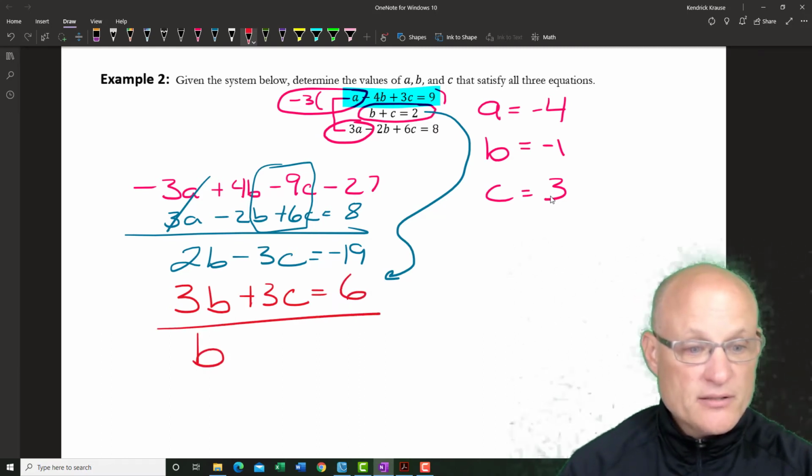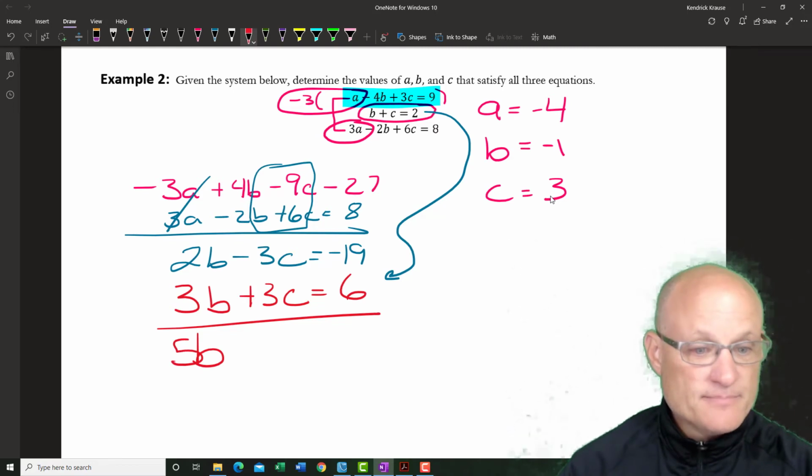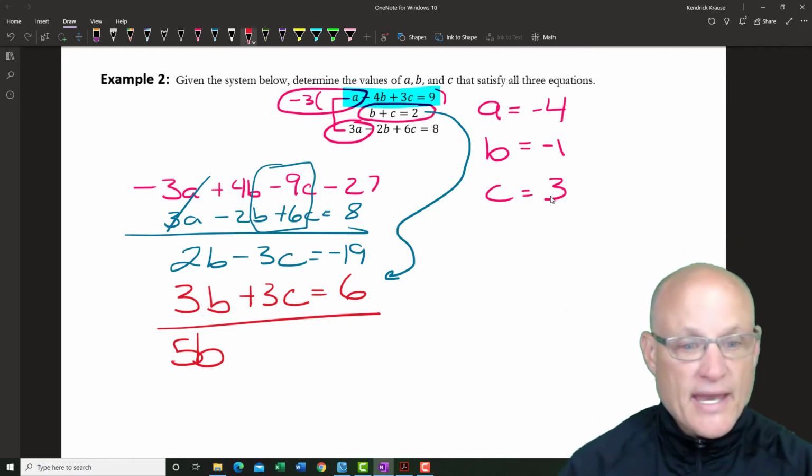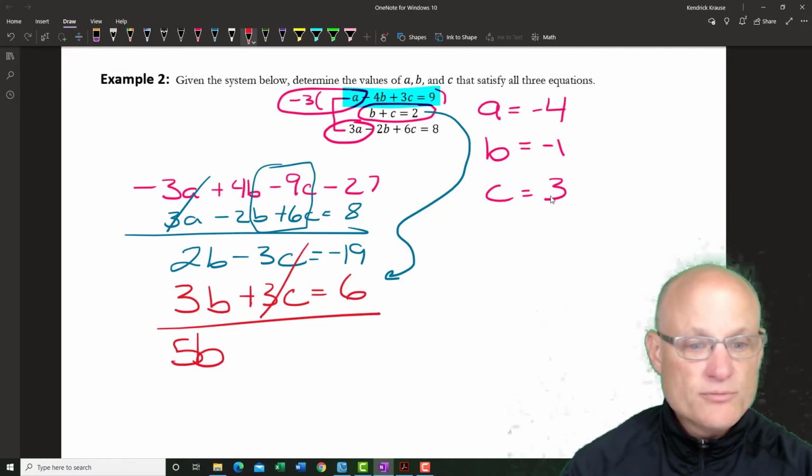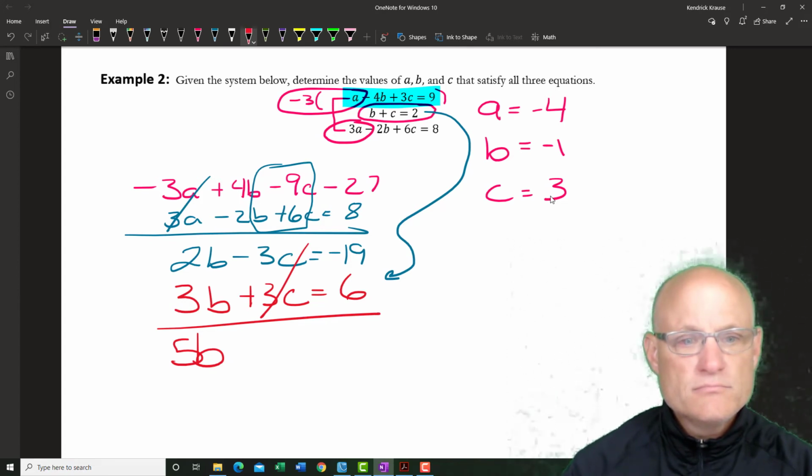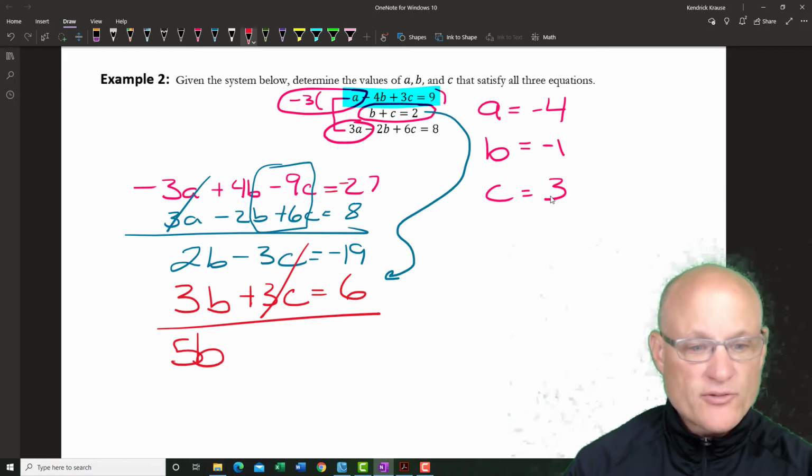This is 5B. And negative 19 plus 6 is, yeah, we got a problem. We got a problem because this is negative 13.